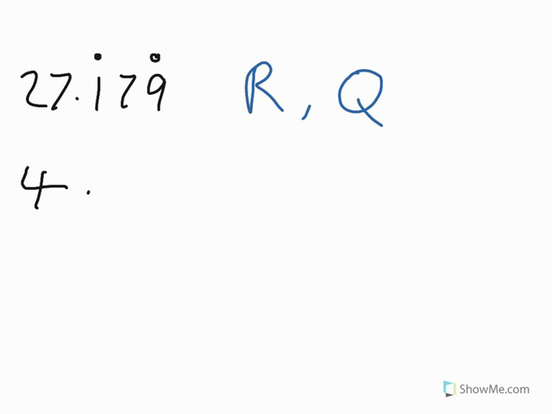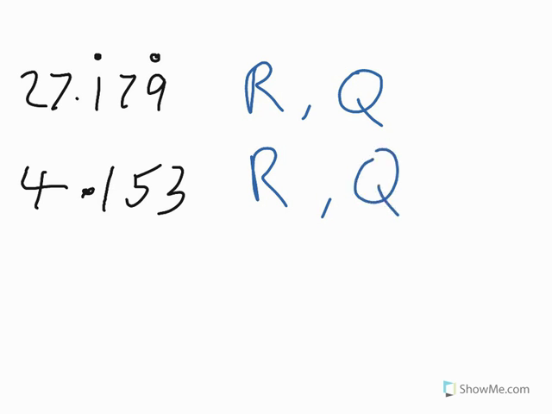What about something like this, 4.153? That's it, it finishes there. Again, it's a real number. Is it a rational number? Yes. Well, that 153 can be expressed in a ratio or a fraction, and it will be 153/1000, so it's part of Q also.